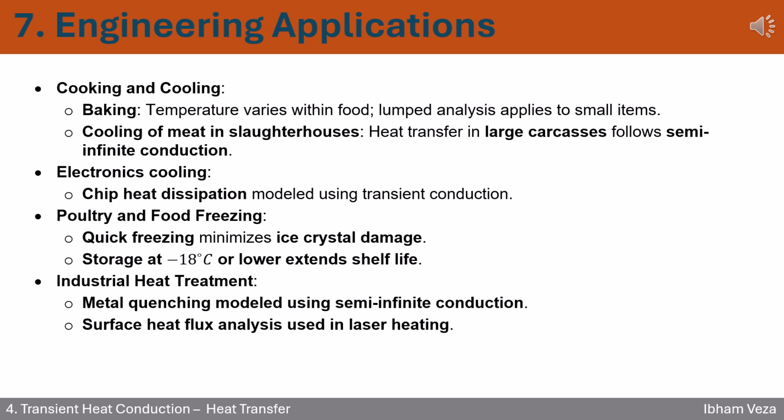For cooking, we use lumped analysis for small foods and semi-infinite conduction for large meat cuts. In electronics, transient conduction predicts chip temperature spikes. In food freezing, faster freezing means better food quality by minimizing ice crystals. And in industry, we model metal quenching or laser heating with transient conduction. Always ask yourself, where can I apply this knowledge? That's where engineering comes alive.